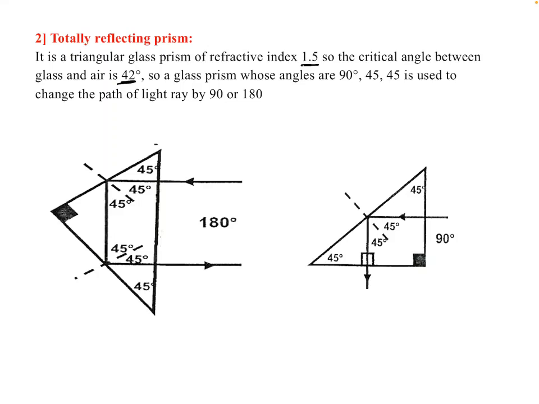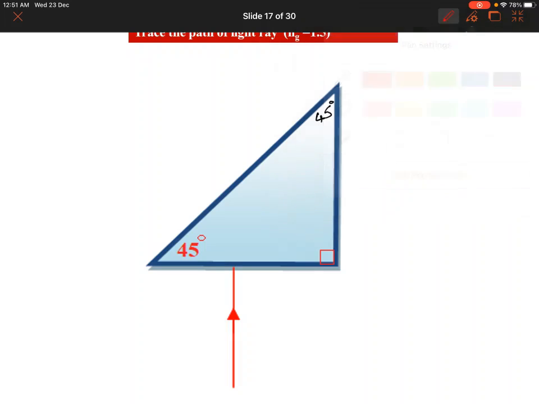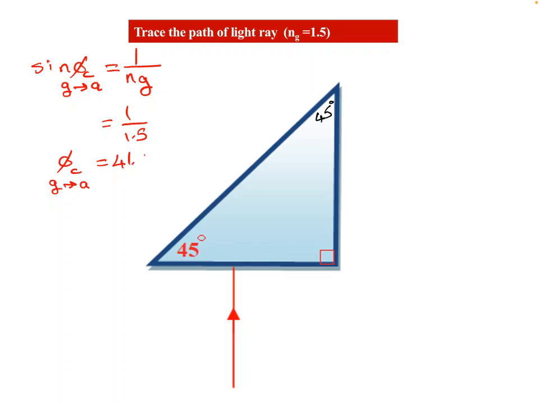To understand this, look at me. Here I have a glass prism, 90, 45, 45. Can you calculate the critical angle? You can calculate it: sine phi c, the critical angle from glass to air only, not from air to glass, from more dense to less dense, equals 1 over ng. Ng equals 1.5. Shift sine, phi c from glass to air will be 41.8 degrees.